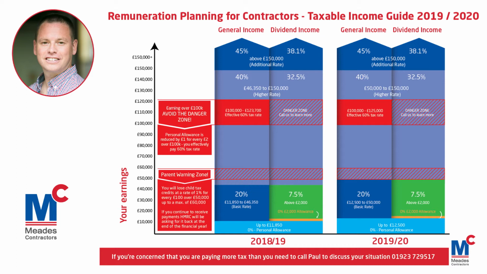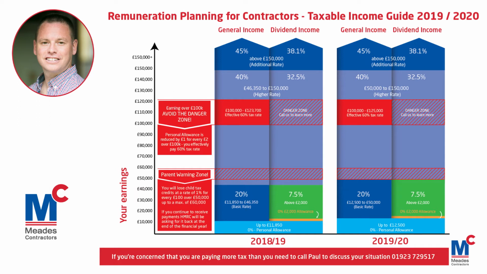Before I walk you through the numbers, it's very important to understand that remuneration planning is bespoke to each individual because people have different personal goals, they have different costs of living, they may have different forms of income like rental income, pensions, investment income, and you also have to consider national insurance contributions and corporation tax rates, particularly if you're in business. However, the basic starting point for all remuneration planning is this graph that I've put together.